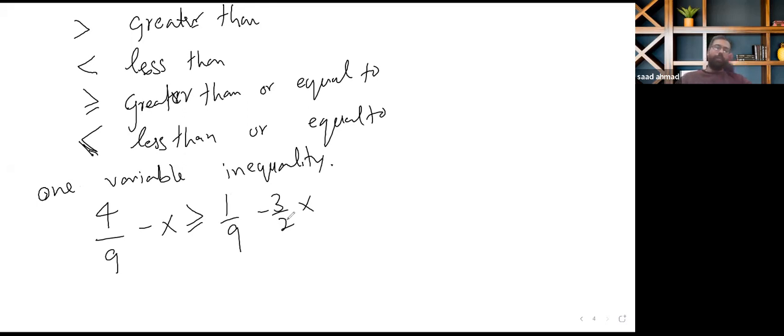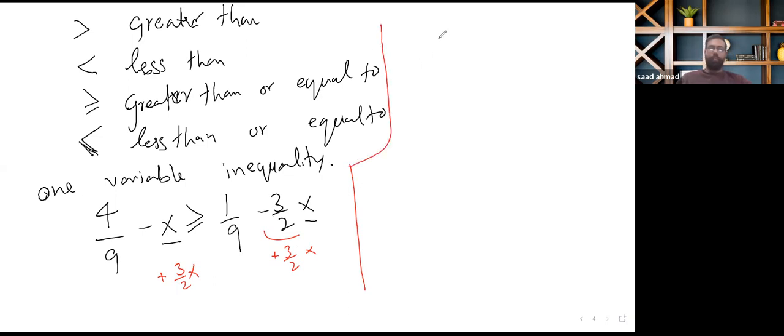It's a one variable inequality because we just see one variable, which is x here. So again, we can try to solve it. We can combine the like terms on one side, and let's say first of all we add 3 over 2x, because we see this is the negative 3 over 2x here. So we add the plus 3 over 2x on both sides.